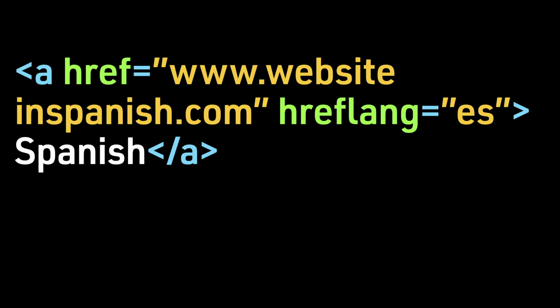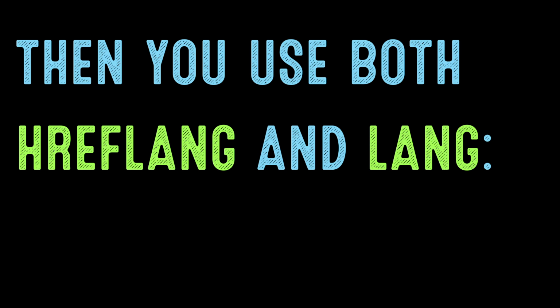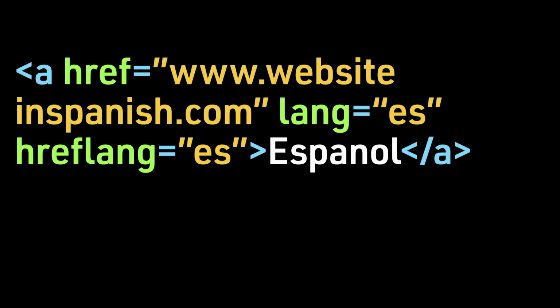So this indicates to the viewer that when the link with the word Spanish is clicked, it will send them to a website whose language is in Spanish or Espanol. If the language of your link is in another language, then you need to use both the hreflang and lang attribute. A opening tag, href, www.websiteinspanish.com, in quotation marks, lang equals ES, in quotation marks, hreflang equals ES, in quotation marks, Espanol, end link.